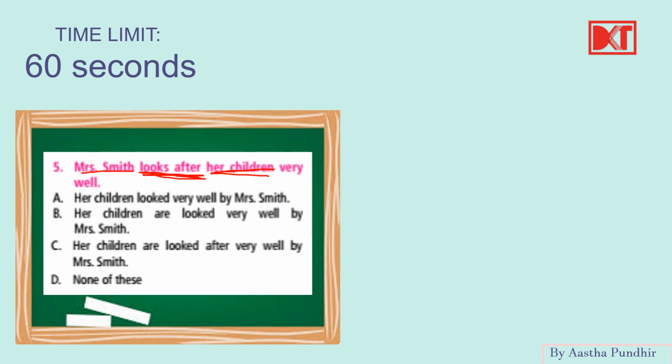Let's see. So the subject becomes her children. So her children are looks after. Looks after, we have to use the past participle. So her children are looked after very well by whom? By Mrs. Smith. Okay. Mrs. Smith is now the object. So the correct answer is C. Her children are looked after very well by Mrs. Smith.